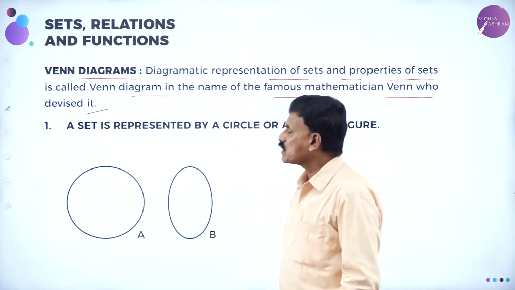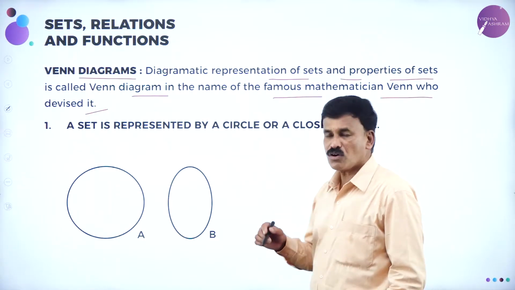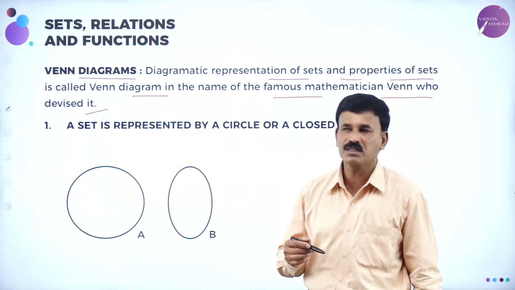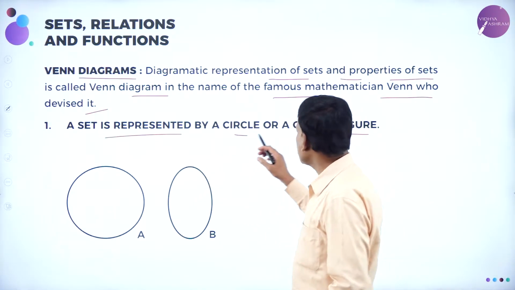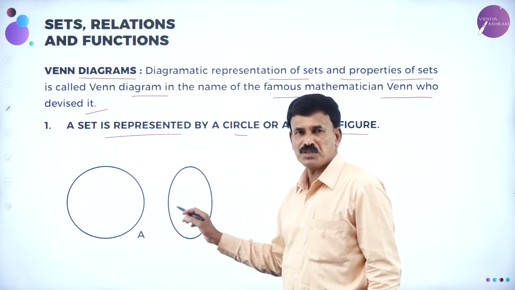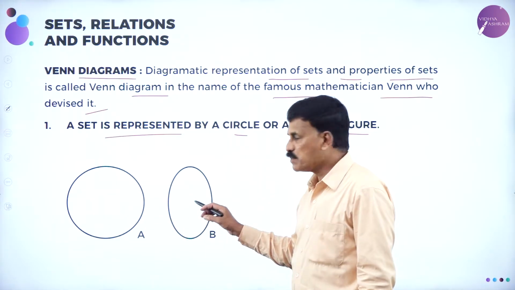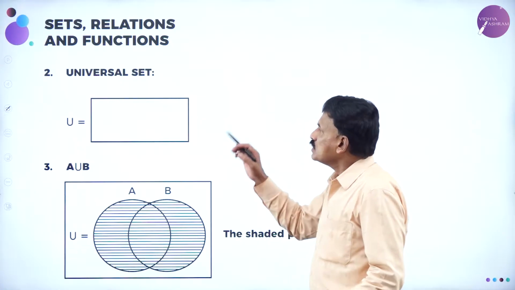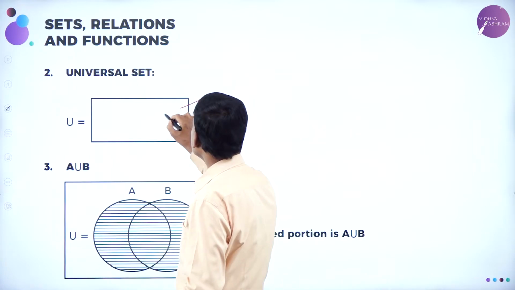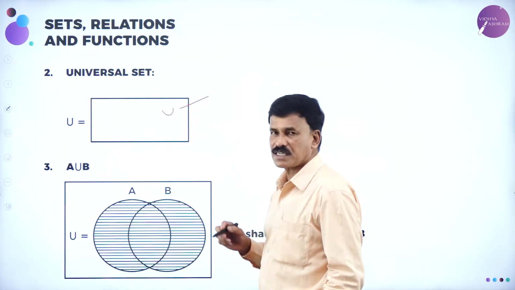Okay. Now, let us consider how to construct a Venn diagram when the operations like union, intersection, difference, complement are given. First one, a set is represented by a circle or a closed figure. Suppose A and B are any two sets, a set can be represented by a circle like this or an ellipse like this. Okay. Now, universal set. The rectangle will represent a universal set.